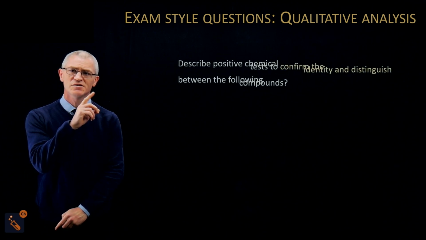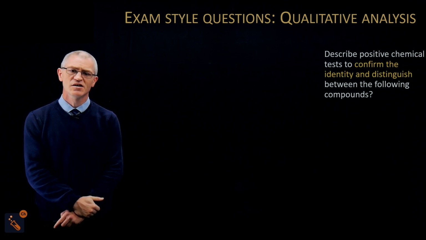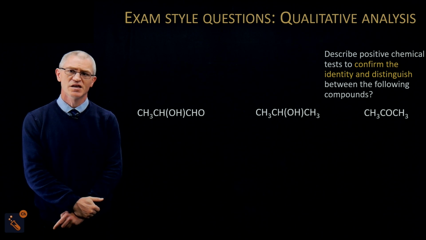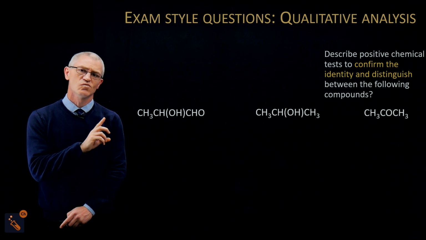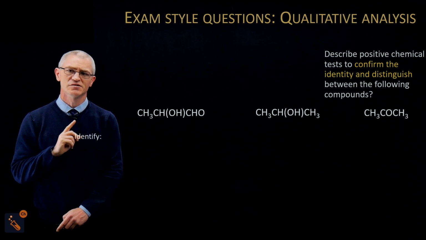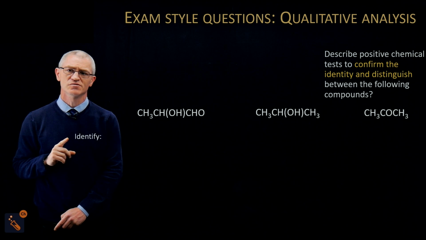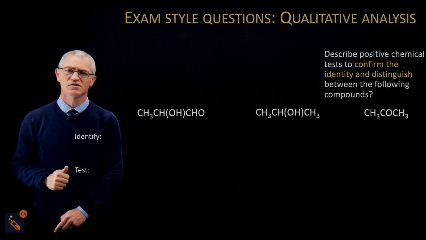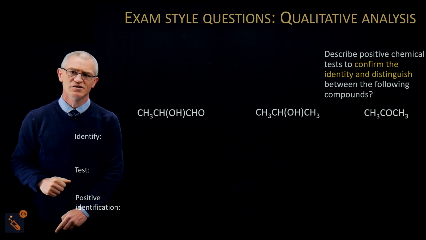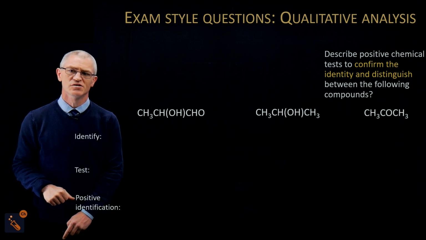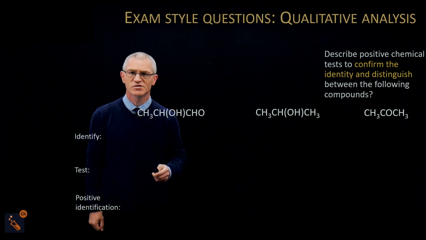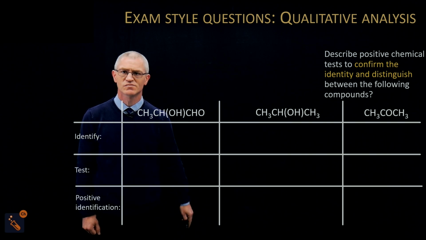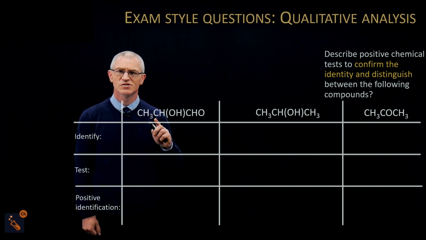So let's move that to the side and then give you our compounds. The compounds are usually given in structural formula, and what you have to do is do 3 different parts. You have to identify the functional groups, then you do the test and say what the test is, and then you will do the positive identification of that test for that functional group. So let's start to do it. I like to put this in a nice, neat table. So there we go. And then I want to look at each one in turn.